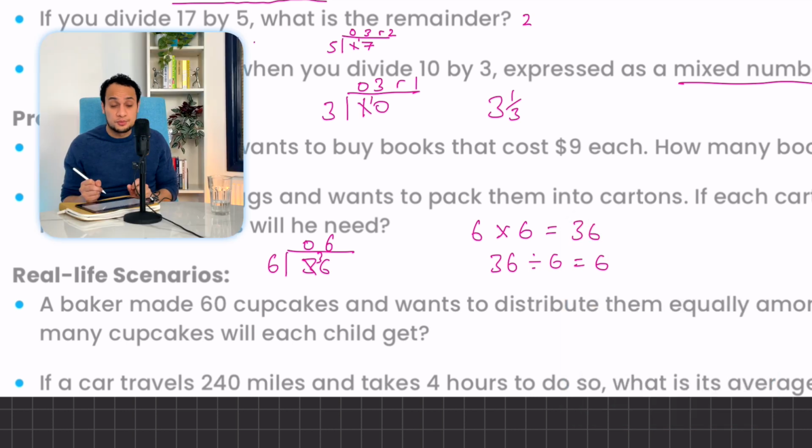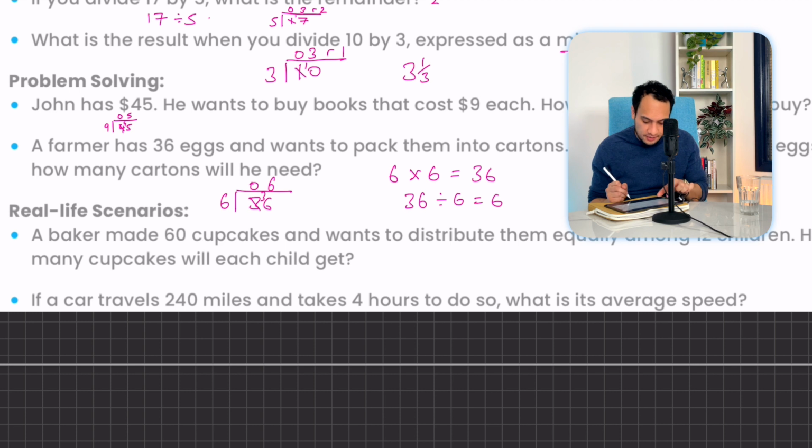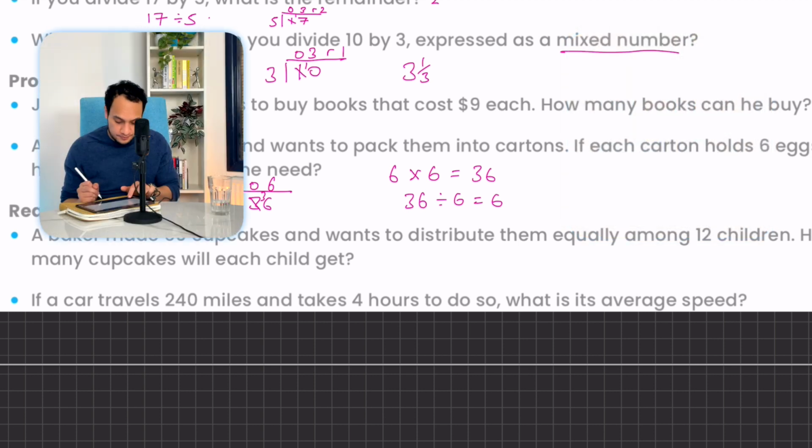I'll do one with the remainder as well, just because it's worth seeing something where you've got to work out a remainder. So a baker made 60 cupcakes and wants to distribute them equally among 12 children. How many cupcakes will each child get? So what we're going to do is we've got 60 cupcakes and we've got to share amongst 12 children. So we're going to put 60 under the bus stop, like that, and then 12 next to it.